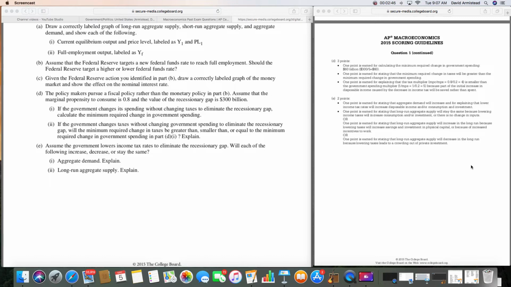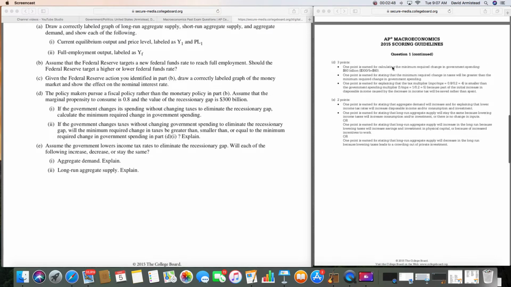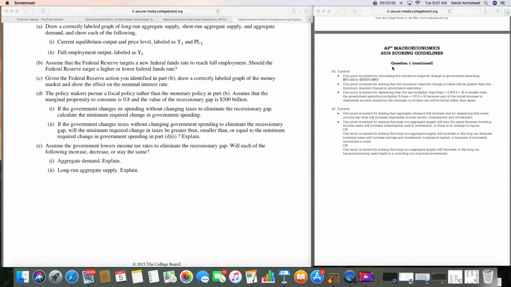Okay, so 5x equals 300 billion. All right, so how much spending does there need to be? X equals 60 billion. You see it right here. 1 point is earned for calculating the minimum required change in government spending, 60 billion. Okay, and they're showing you that 300 divided by 5. I do it as just 5x equals 300, x equals 60 billion.